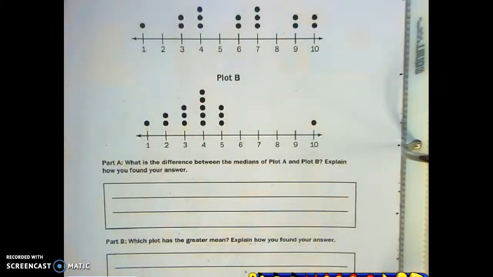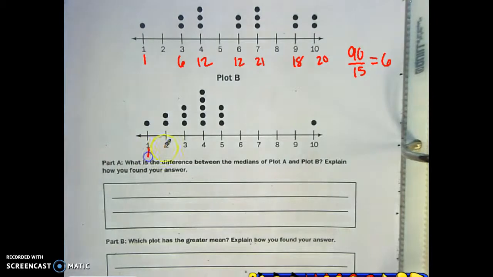Part B says which plot has the greater mean. For the mean, I'm going to add all these numbers together. I have 1, 1, 2 3s, that makes 6, 4, 8, 12, 6, 12, 7, 14, 21, 9, 18, 10, 20. I'm just adding all these dots. Now I can add these numbers together. If you need to add them all separately, you can do that. This is just the easier way. When you add them all together, you get 90. There are 15 total dots, so that gives you an average of 6.